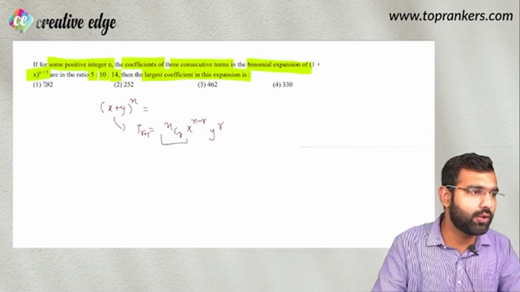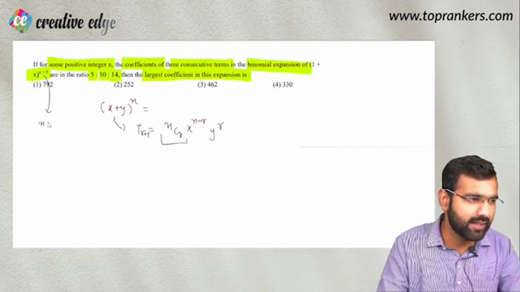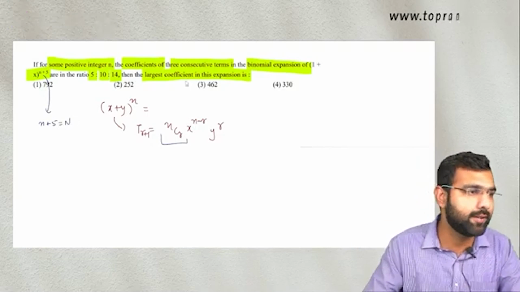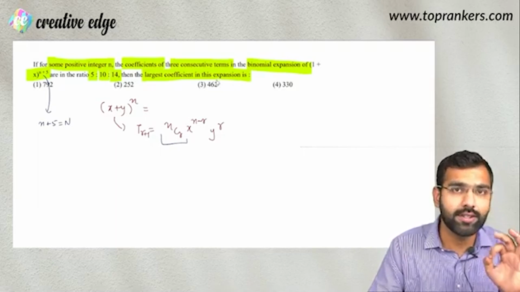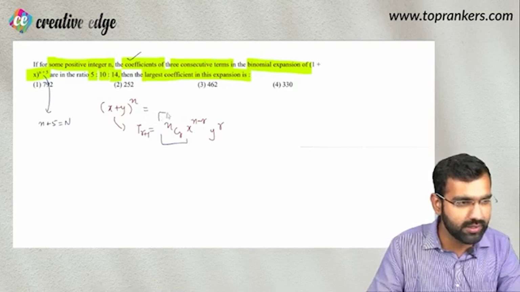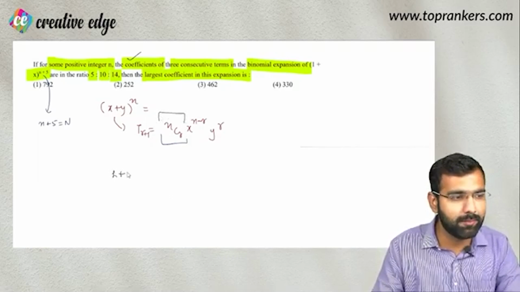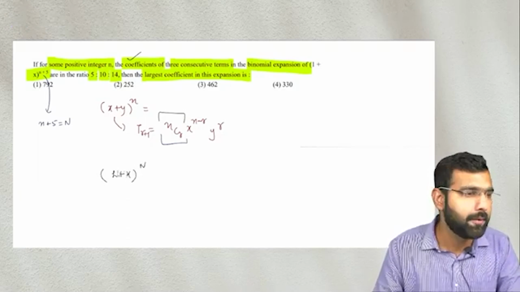First of all, to avoid some redundancy, for some time can I consider n plus 5 as capital N, to make it a little simpler. So when you do so, what do you get? See, the coefficients of the three consecutive terms, I hope you understand what a coefficient is. This value is going to be the coefficient, because we have 1 plus x to the power capital N. So I have replaced small n plus 5 by capital N.